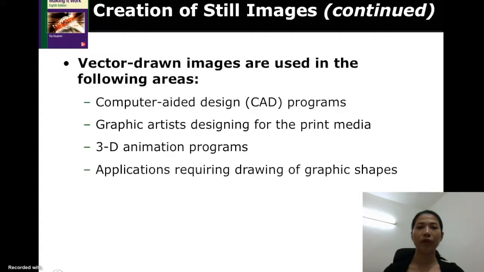So vector drawn images are used in the following areas. For example, a CAD program. CAD is usually used when you want to draw a bridge, draw a bolt and nut and screw, you know. Graphic artists designing for print media, if you want to print a really big banner or poster, will usually use vector drawn images or keep the file in vector form, because you do not want the file size to be overloaded. If you have 3D animation programs, you can also use vector drawn images.